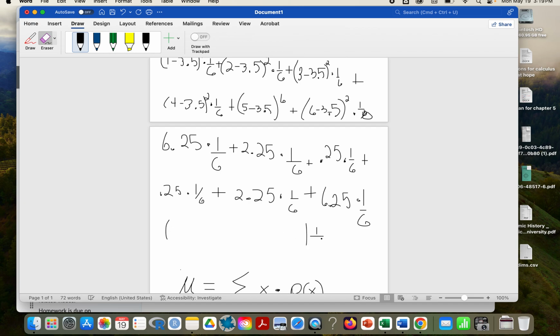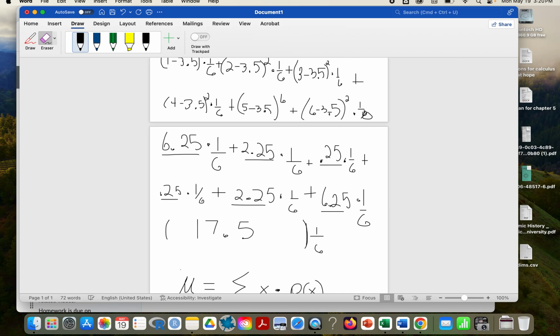and put that outside of the parentheses, and you're going to add 6.25 plus 2.25 plus 0.25 plus 0.25 plus 2.25 plus 6.25. Let me crunch that in real quick. And we get 17.5. So in here is a total of 17.5.